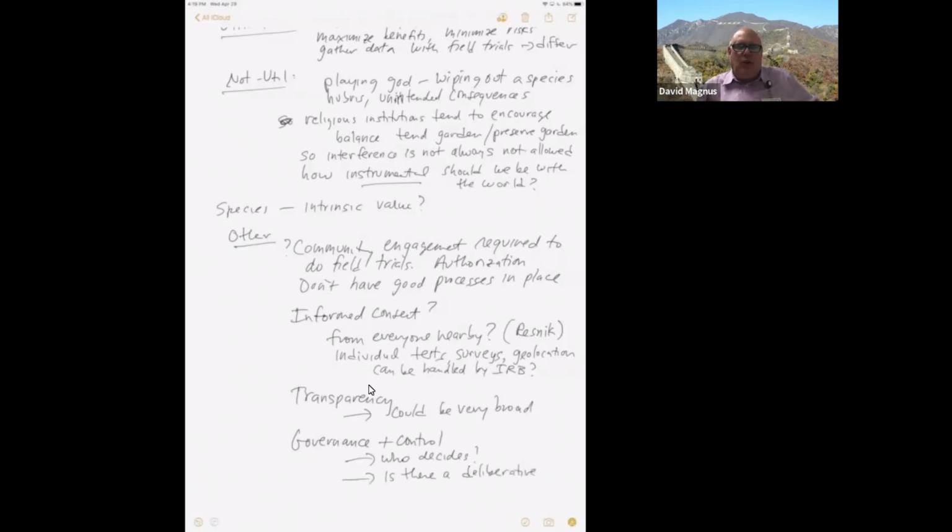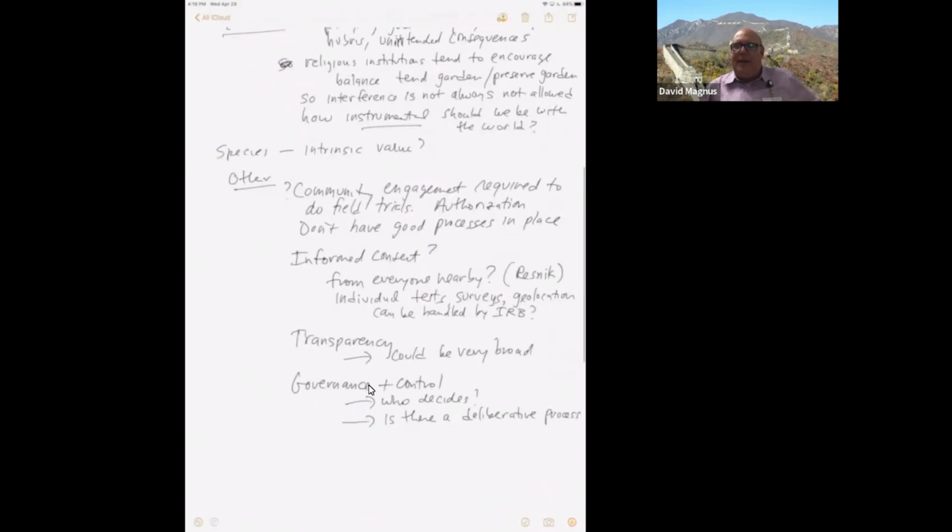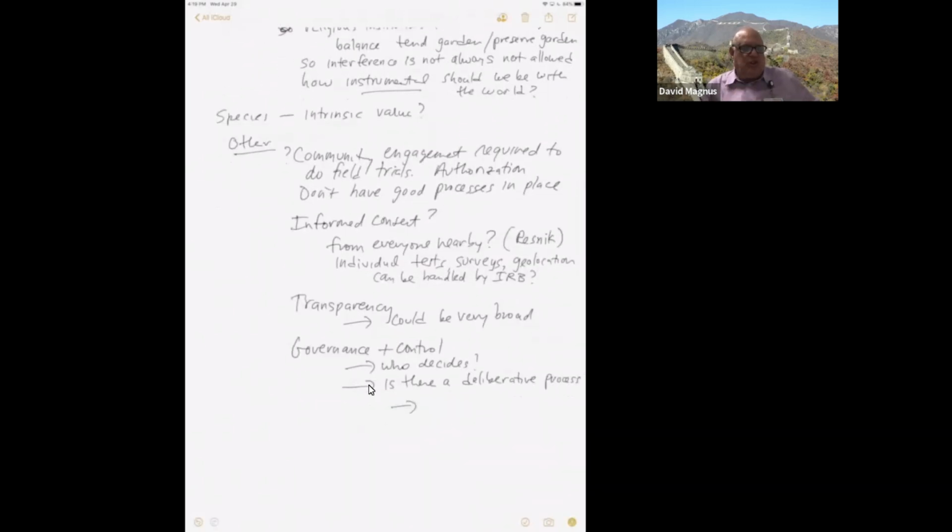In Key Haven, Florida, where they were doing open field trials, they actually had a ballot referendum to decide whether it was going to go forward with majority rules. But again, you have to decide, is it just a simple majority? Does it have to be a supermajority? How many people is it appropriate to get buy-in from?